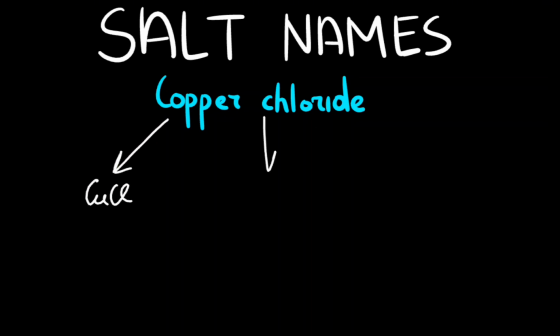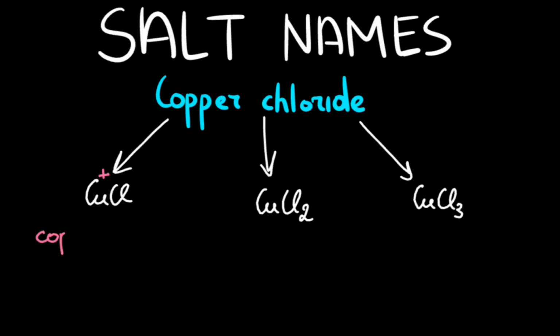For example, copper chloride can be found in 3 different forms: CuCl, CuCl2, and CuCl3. So we can't say that all of these compounds are just copper chloride. To name them correctly, we add Roman numerals after we name the metal. The number must be the metal oxidation state in that compound.